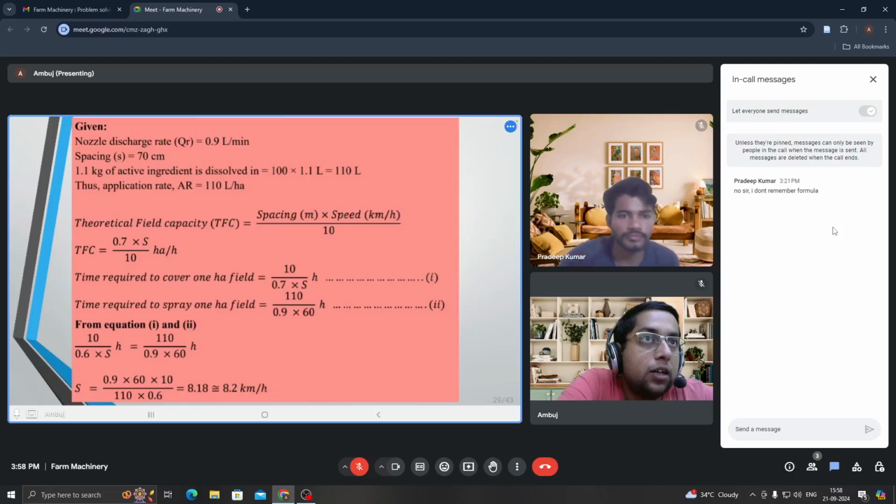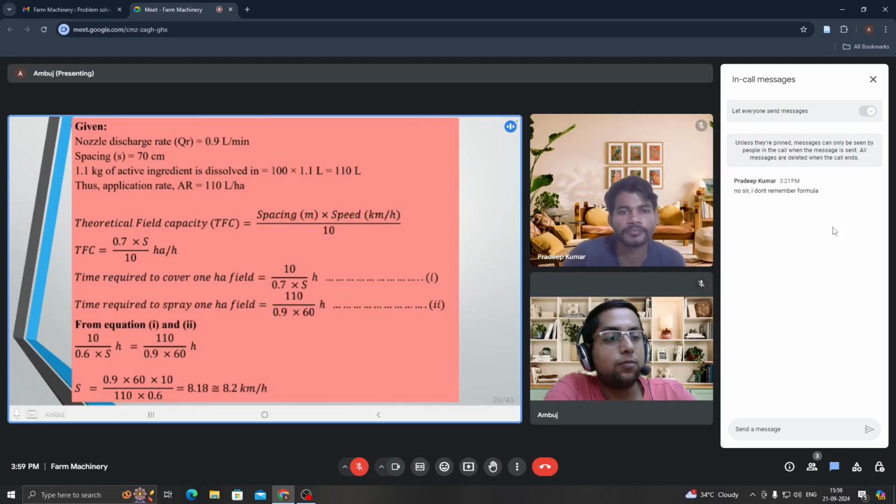In the second part it is quite tricky. You have to use both the things. Yes, please do tell me. Sir, please make me understand how we generated equation 2. I'll tell you, no problem.